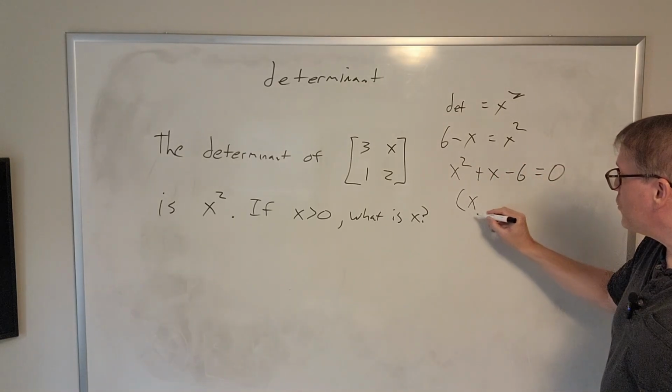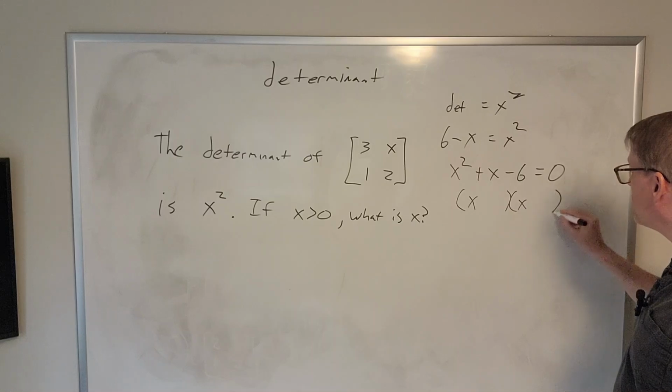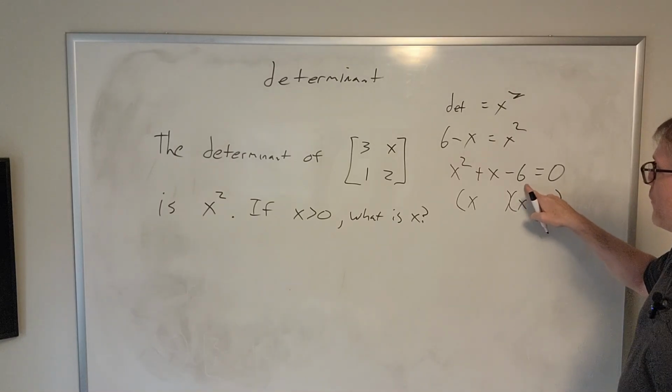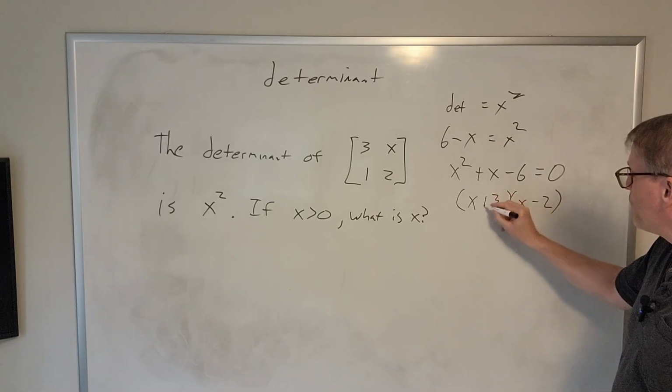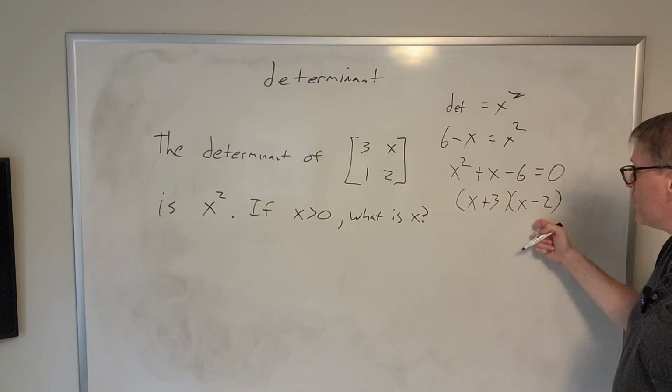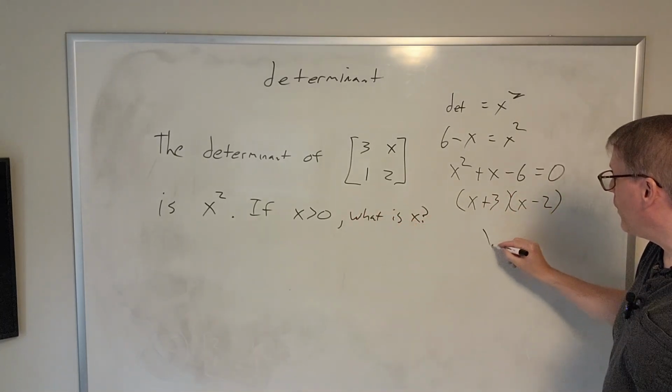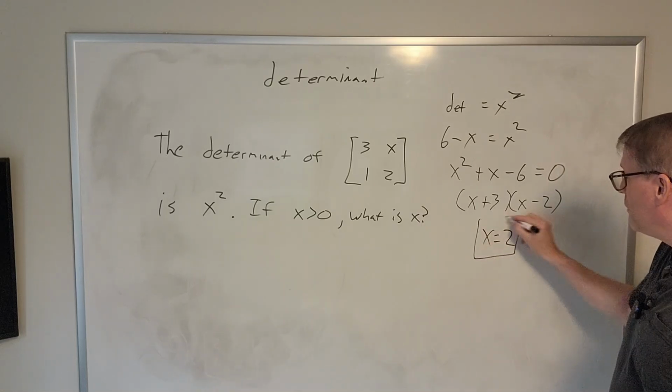This can be factored into x. Let's see, two things that multiply to give minus 6, add to give 1. That'd be 3 and minus 2. There we go. So x will be minus 3 or 2, but they're saying x is positive, so x equals 2.